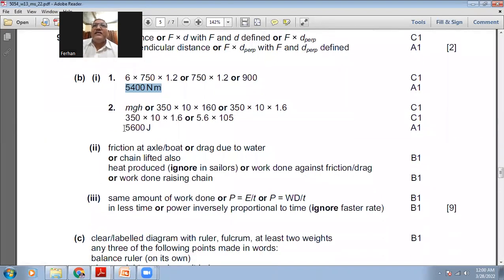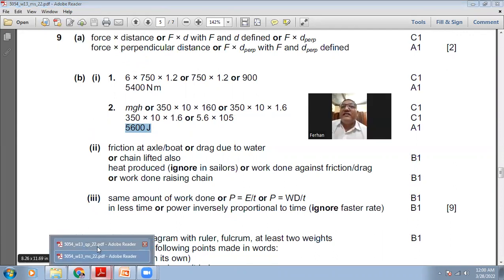So let's check. 5600 joules. So our answer is right.